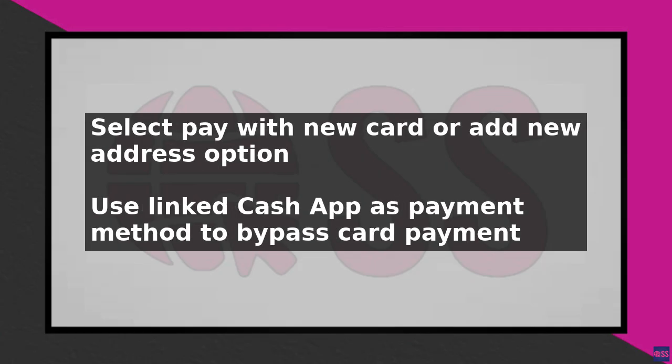On DHgate, you can then select the option to pay with a new card or add a new address. But the key step is linking Cash App to PayPal. This allows you to bypass paying directly with a card and instead use Cash App as your payment method.